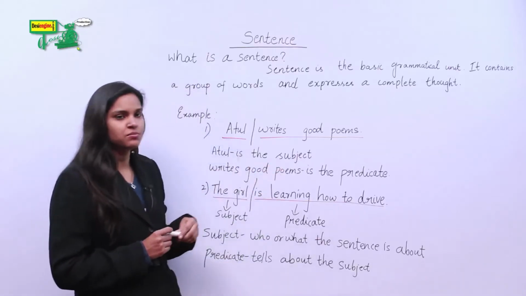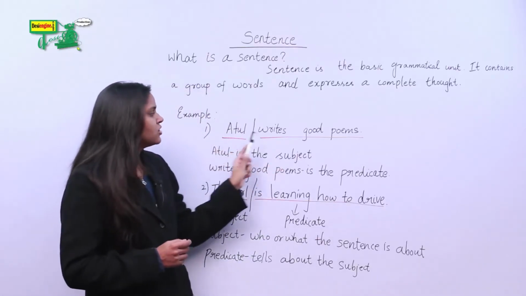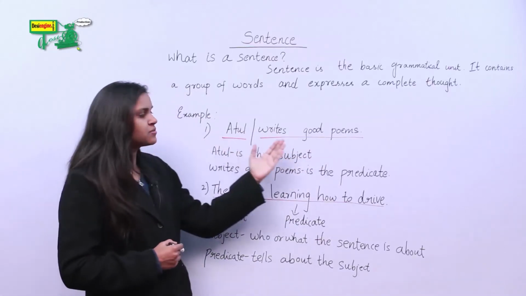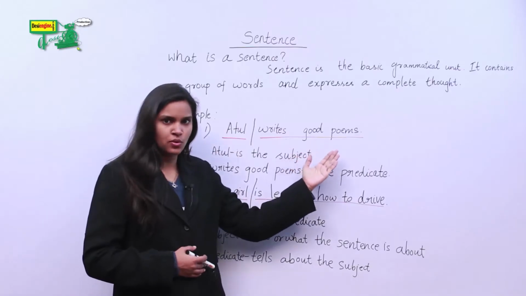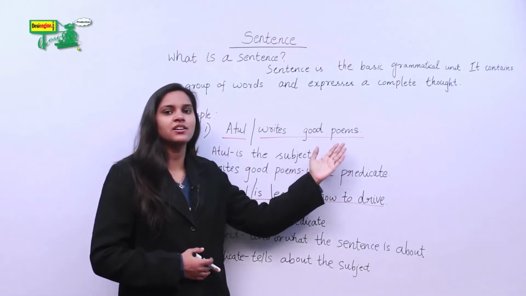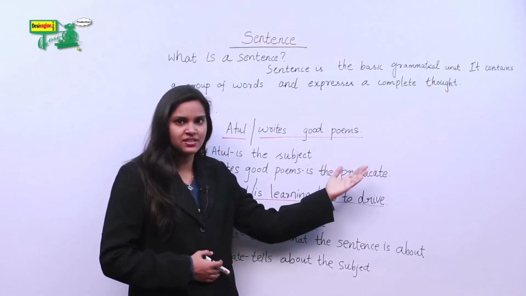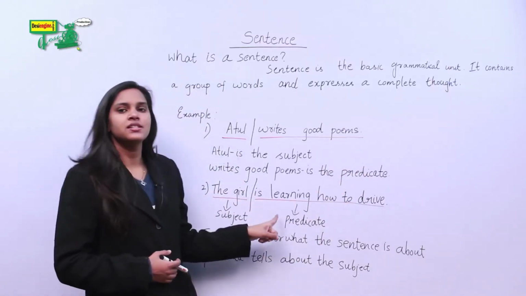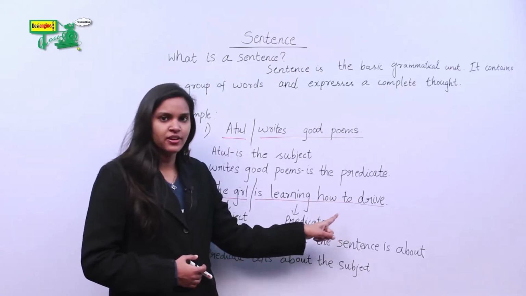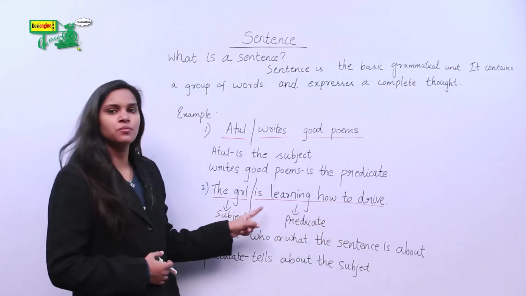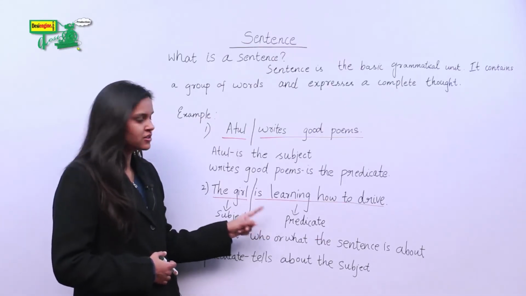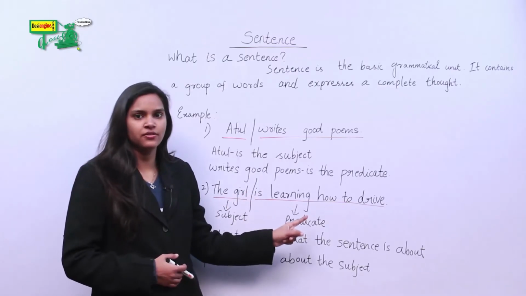Let me give you a few examples. Atul writes good poems. So, this sentence makes complete sense on its own. It does not require any additional support to make sense. Let me give you another example. The girl is learning how to drive. So, this sentence also makes complete sense because it talks about the girl who is learning to drive.